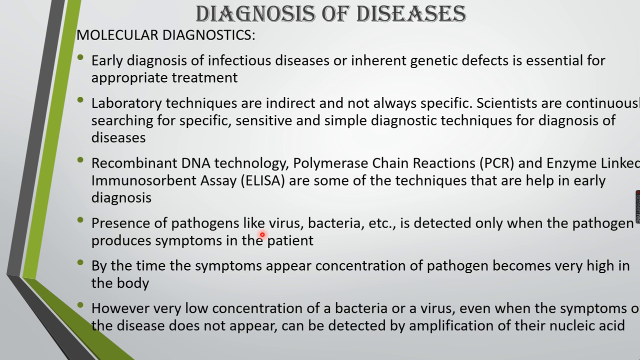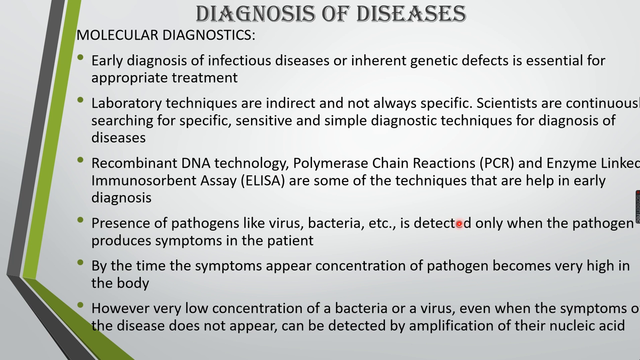Right. The presence of pathogens like bacteria and virus is detected only when the pathogen produces symptoms in the patient. Symptoms means signs. If it shows outside, only then can we find out the person is affected by a particular disease. Chicken pox, how can we find out? After fever, you can see small elevations, watery bubbles on the skin surface. It will be denoted as chicken pox. So it shows symptoms like skin rashes. Like this, the symptoms are shown outside. It's not the earliest stage, it is the final stage.